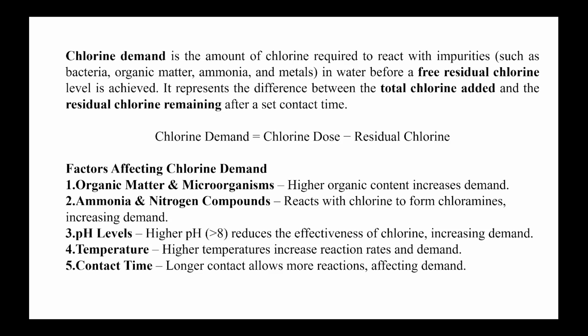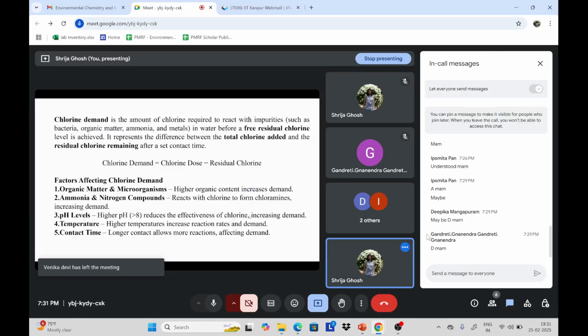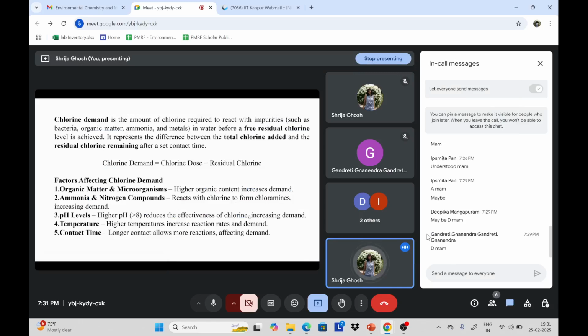Is that clear to everybody? What is chlorine demand? Chlorine demand means the amount of chlorine required to react with all the impurities. So basically, whatever I'm adding and whatever is remaining after all the reactions have happened, if you subtract that, the difference is the exact amount of chlorine that was required by the water for all the impurities in the water to react.